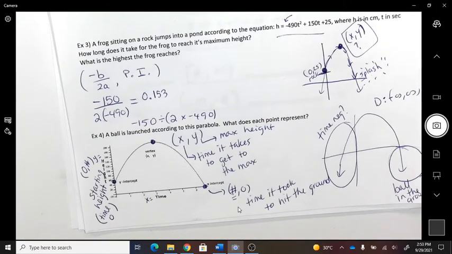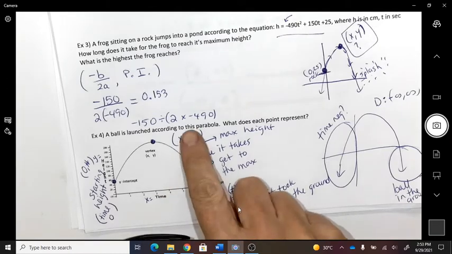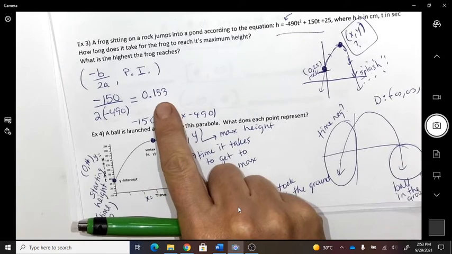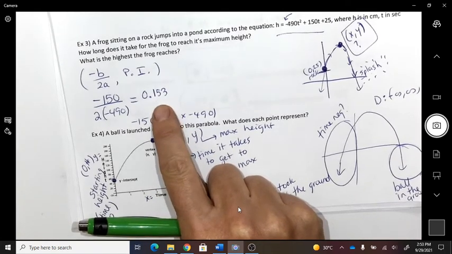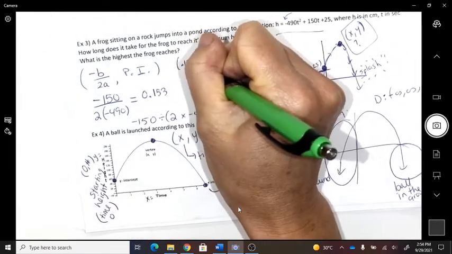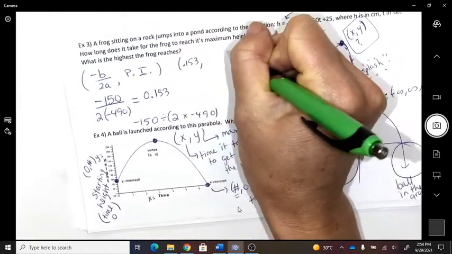Negative 150 divided by bracket, 2 times negative 490, bracket. Okay, that's 0.153. Everyone's good? So our vertex is 0.153, comma.